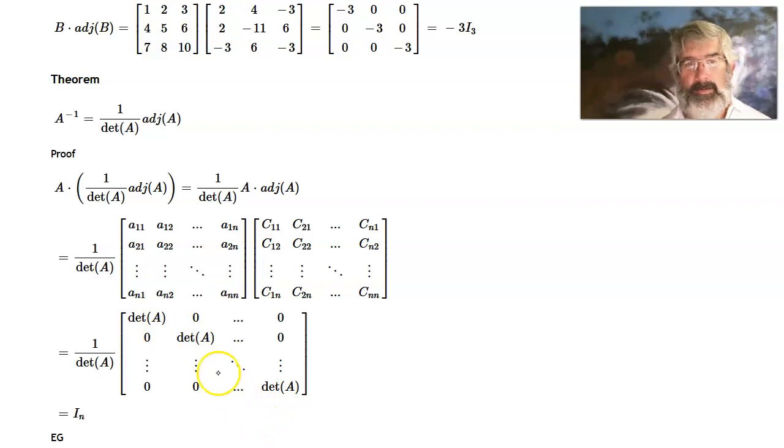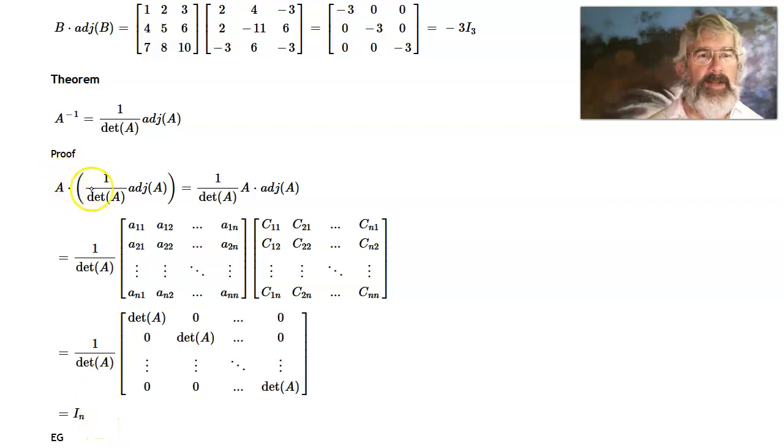Now, any other position, for instance, the second row, first column, I'm going to use the second row here and the first column here. So these are entries from the second row, each multiplied by cofactors from the first row and added up. But that, we saw above, was always equal to 0. So every single other entry in this matrix is 0, except the diagonal, and the diagonal is all just the determinant. So if I multiply this now times 1 over the determinant, I'm going to get an identity matrix.